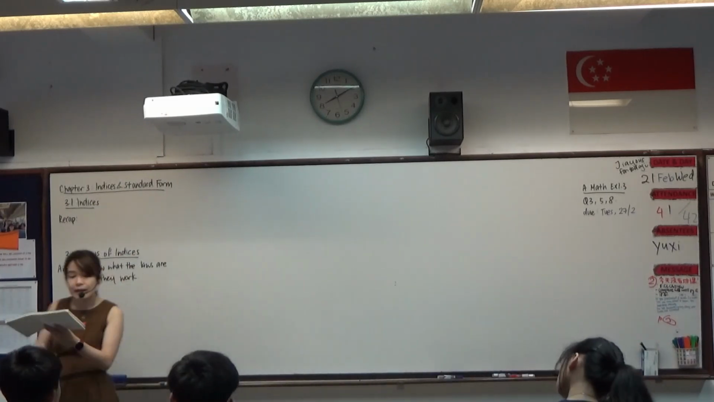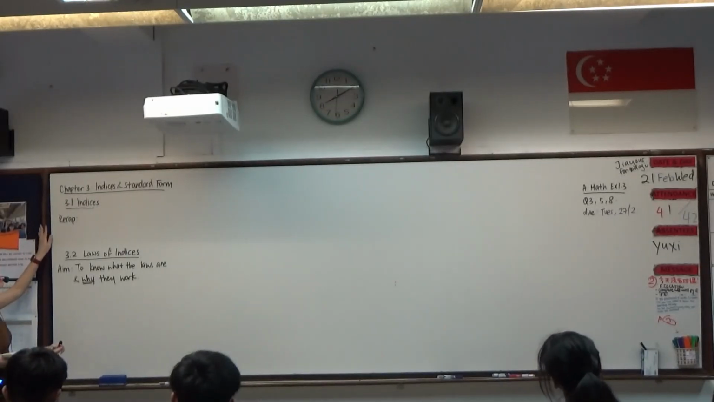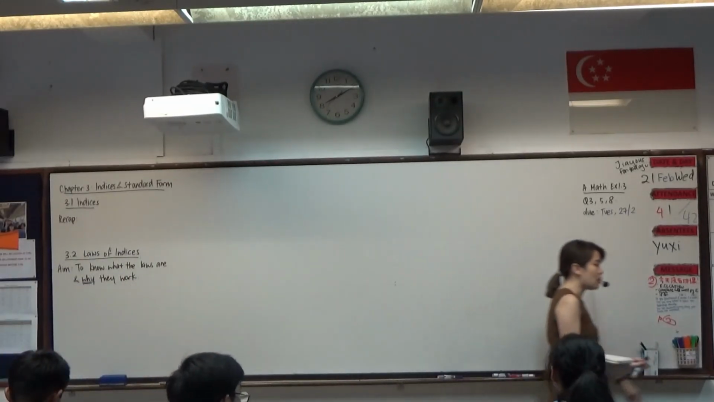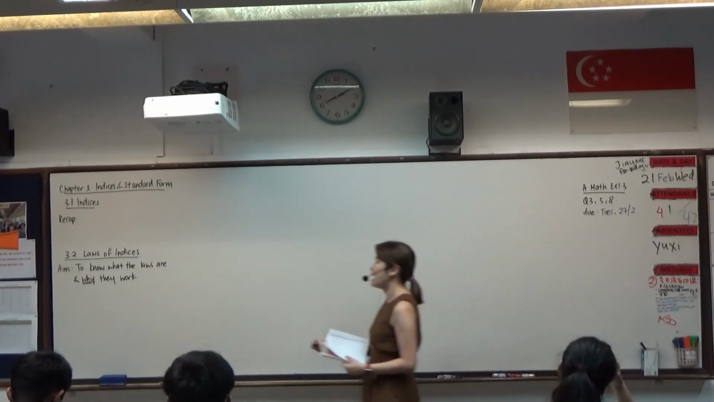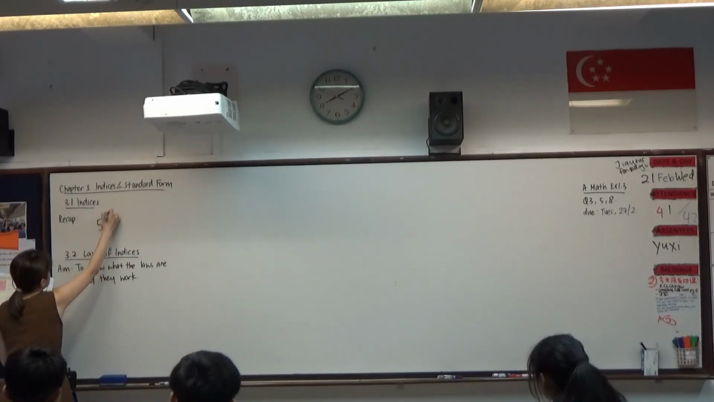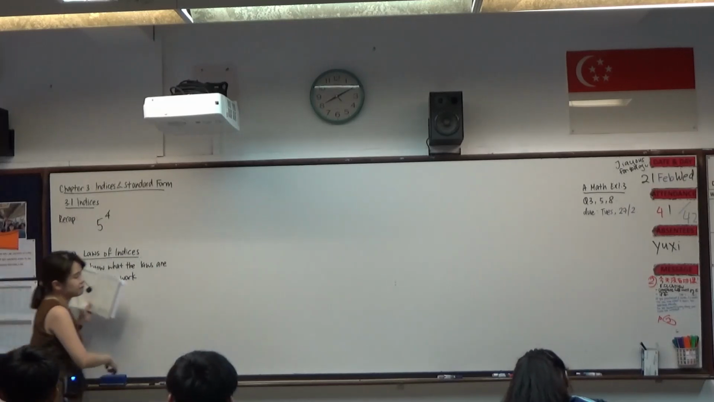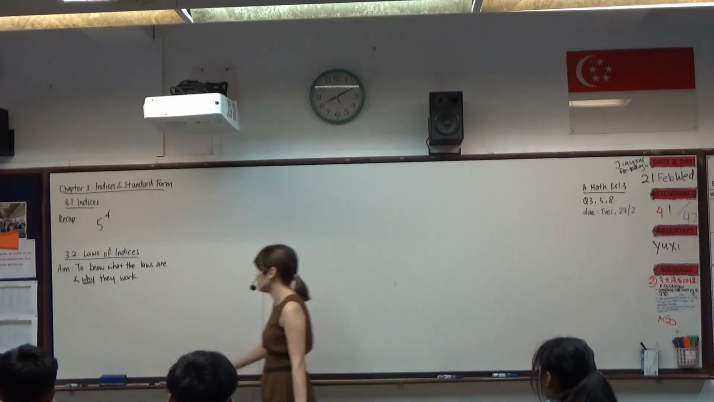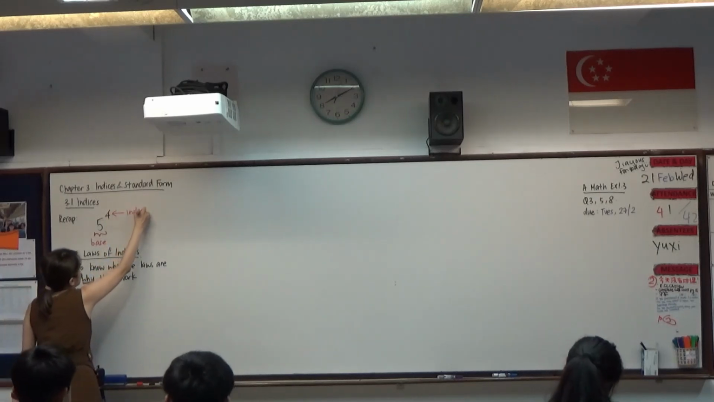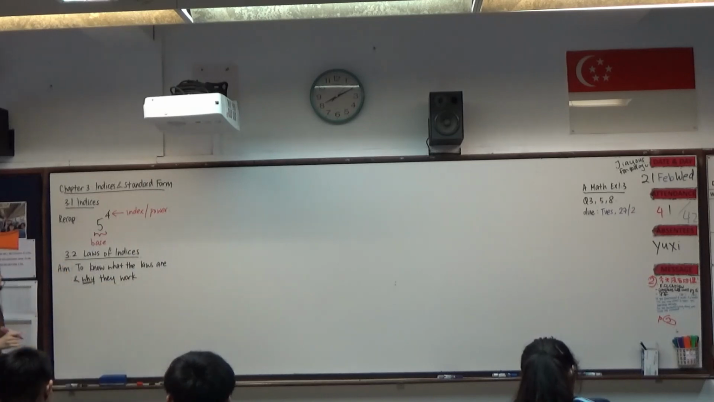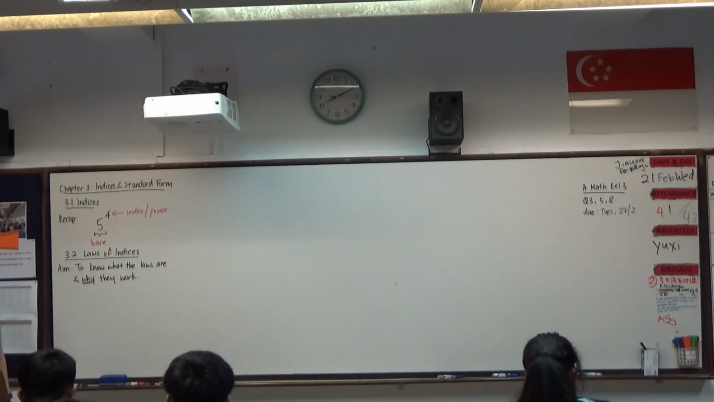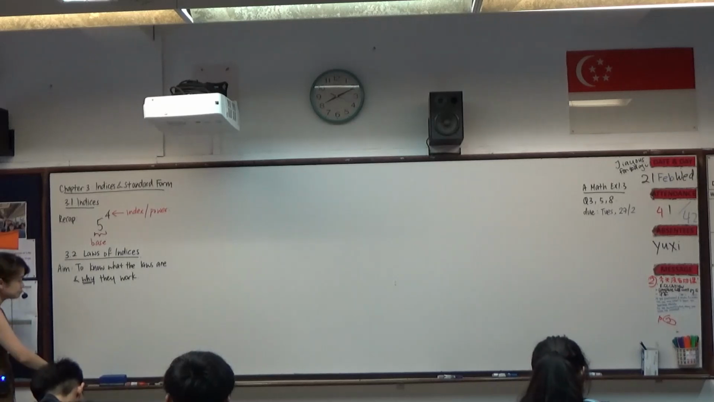So let's start our lesson. Today we are going to be looking at chapter 3, Indices and Standard Form. We have some experience with indices before. In fact, we encountered it when we were in Secondary 1. We understand what index form is, whereby, for example, if I have the number 5 to the power of 4, I know that 5 is what we call the base, and 4 is what we call the index, or else the power. We need to be familiar with these terms so that when we need to explain or verbalize things, we refer to the correct words.